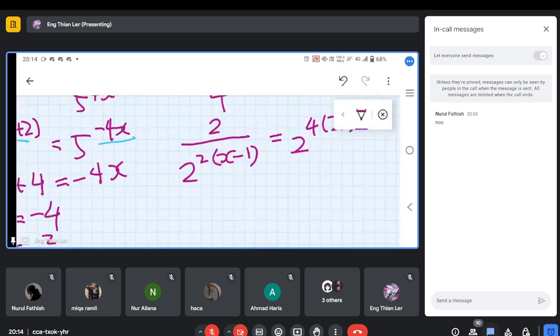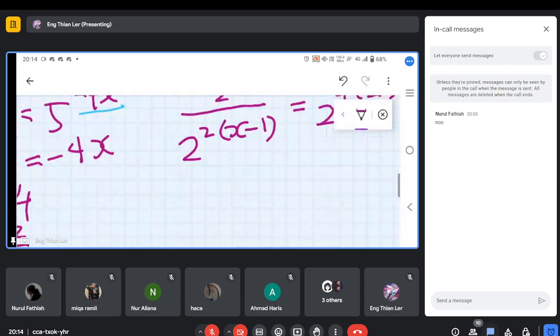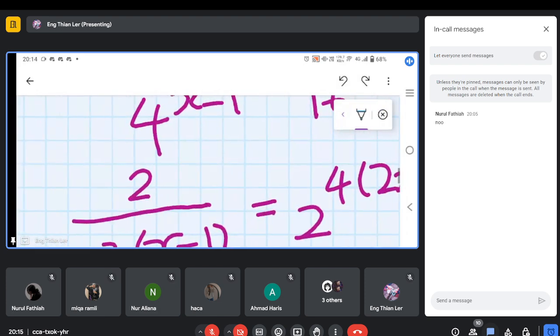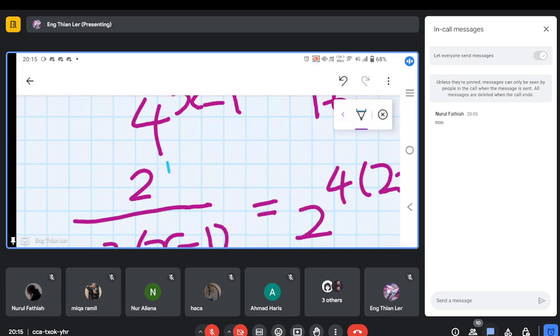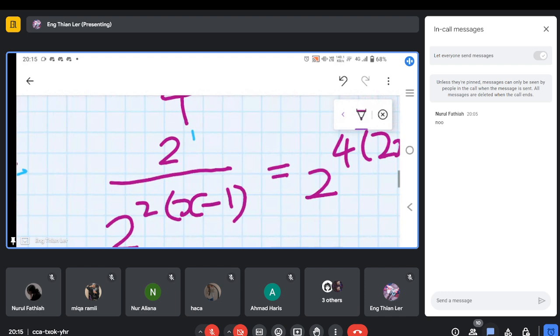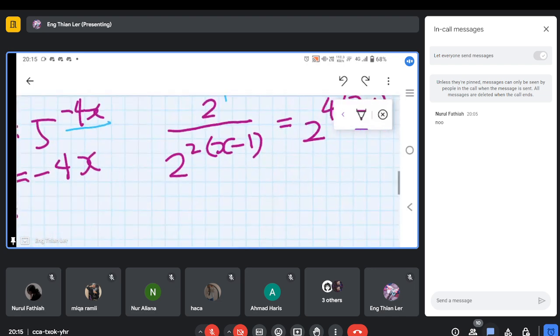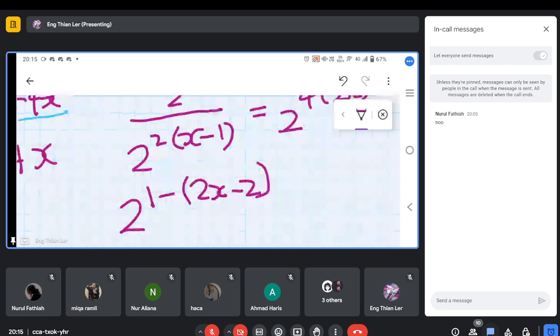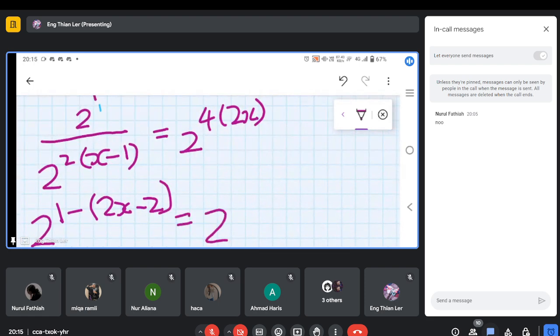What do we do now? This is actually to the power of 1. Even though it didn't show us, this is actually to the power of 1. Anything to the power of 1 is that original number, like 10 to the power of 1 is 10. So if we divide something with the same base in indices, we just subtract. So 1 minus 2x, this is negative 2, equal to 2 to the power of 8x.